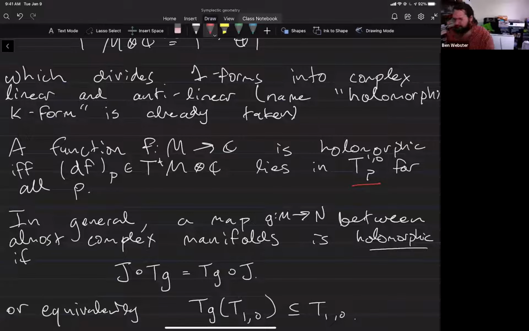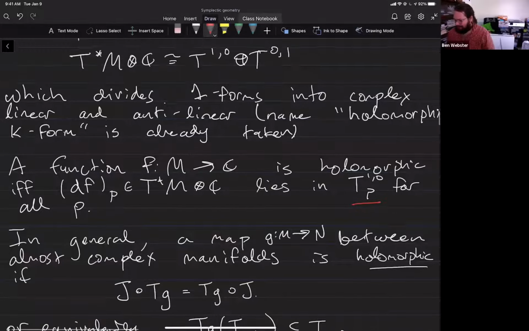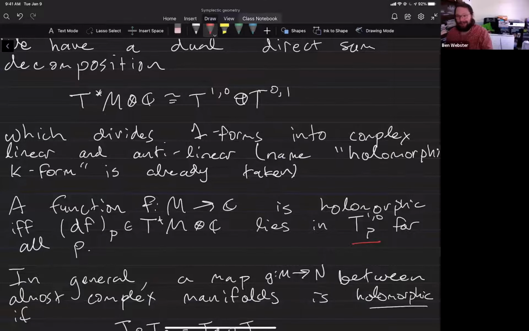All right, any questions? I know this is weird stuff. I think we'll get a little more comfortable with it as we work with these notions of holomorphic and anti-holomorphic tangent vectors, and 1,0 and 0,1 forms. People don't often actually say complex linear and complex antilinear. They'll just say a 1,0 form and a 0,1 form, with everyone knowing that that means you're in one eigenspace or the other eigenspace for the action of J.